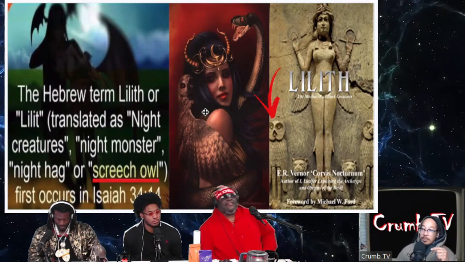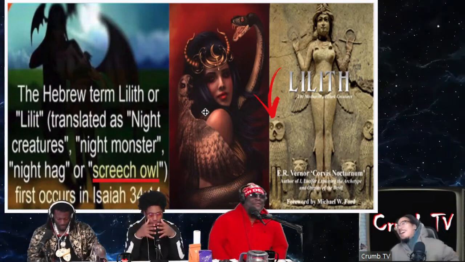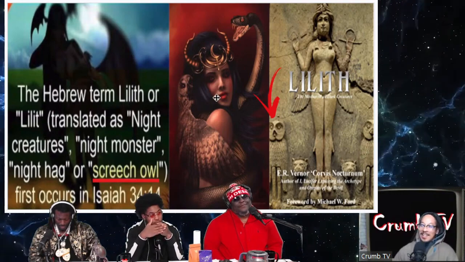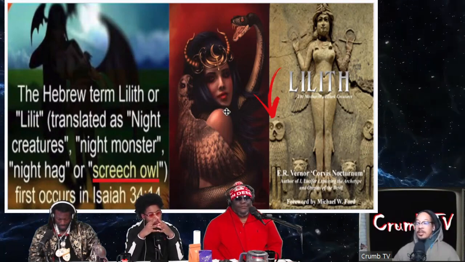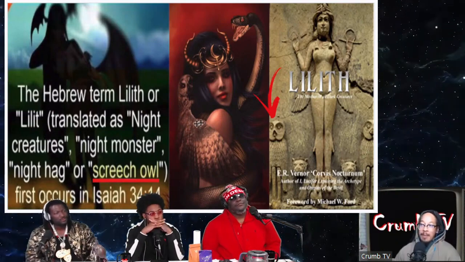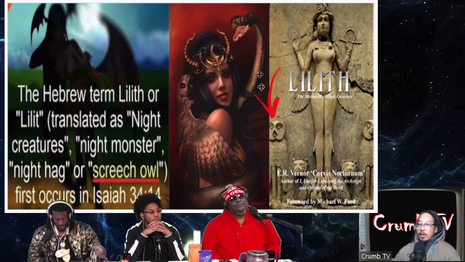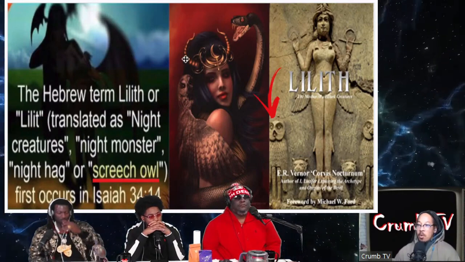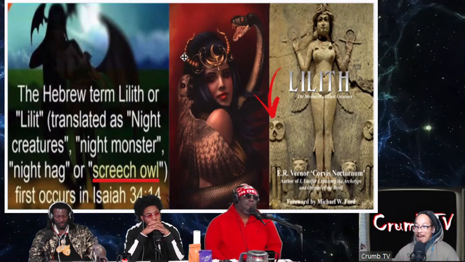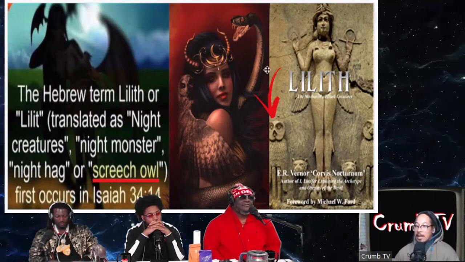Amen. That's fire. It sounds like an 80s song. The night owl, the night monster. I digress. Here's a picture of Lilith with a screech owl on her back and a serpent to her front. And she got those horns like her great, great, great, great grandmama, Tiamat, the dragon queen.